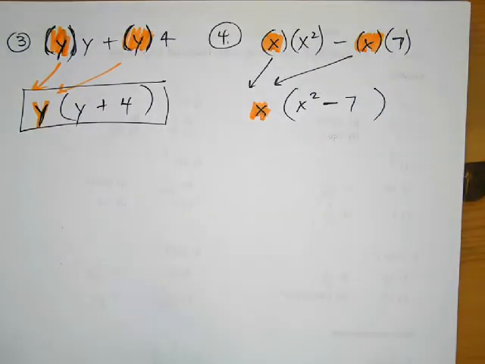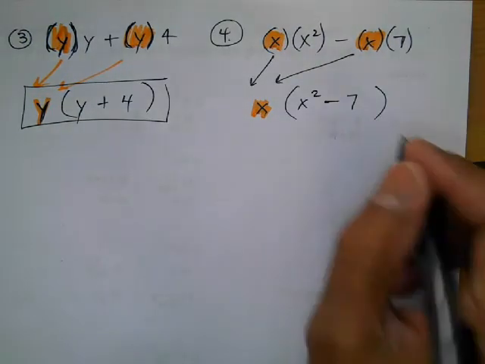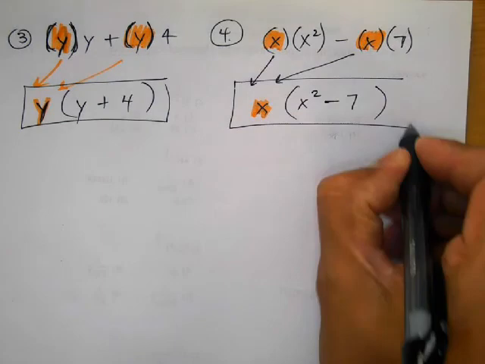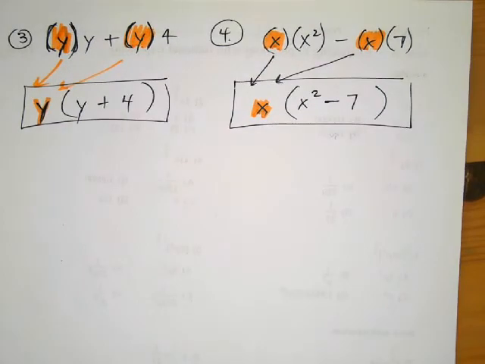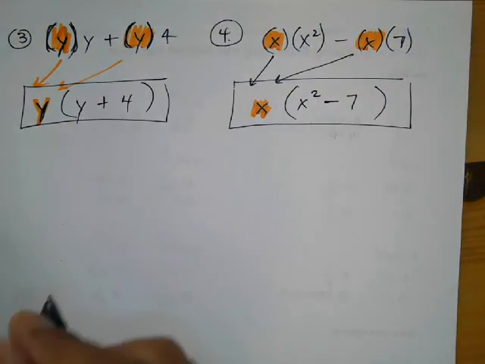Minus, and if I factor this out and write it in the front, what's left in the second term? A 7. Right? Okay.